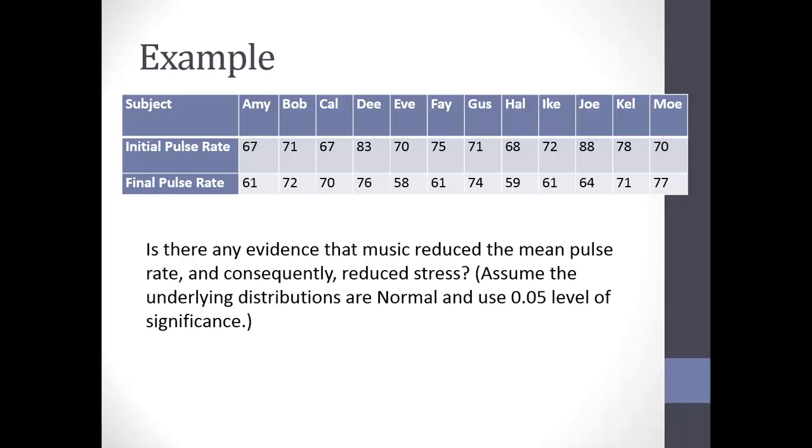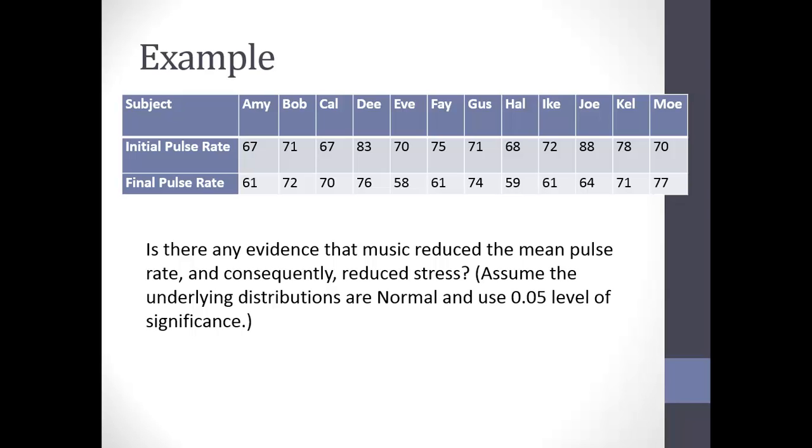The question that we want to know here is, is there any evidence that music reduced the mean pulse rate and consequently reduced stress? Then we're going to make some assumptions about what the underlying distributions are, and we want a certain significance level.